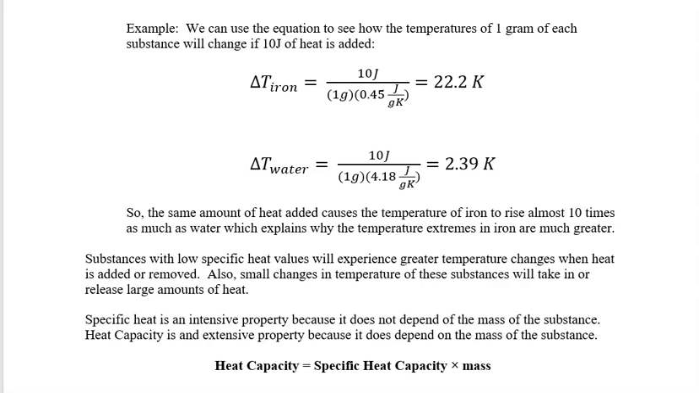Heat capacity is an extensive property because it does depend on the mass of the substance. So in other words, even though water has the specific heat of 4.18, no matter how much you have, it's going to take more heat to raise the temperature of a swimming pool than it will of a small cup of water. So down there is the relationship between the two. Heat capacity equals the specific heat capacity times mass.